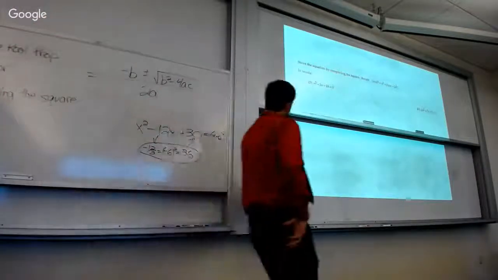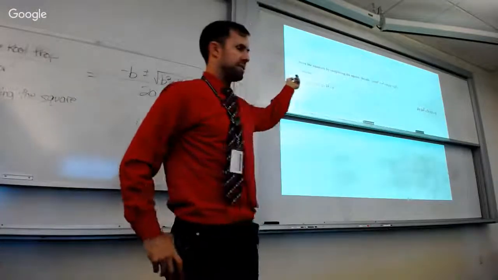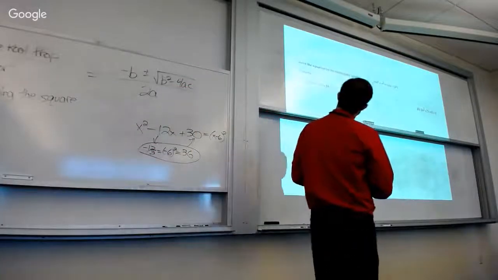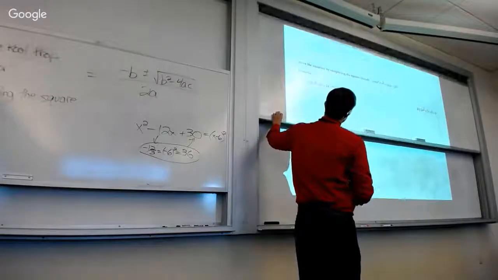All right, so is this our next section? Are we on number 25? Okay, so number 25. Solve the equation by completing the square. Recall that nice fact I told you. So, how do we complete the square?